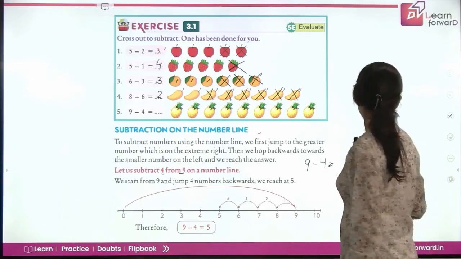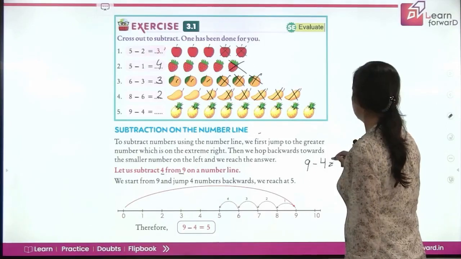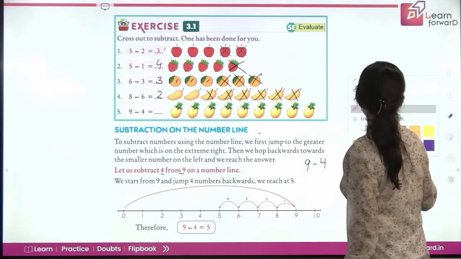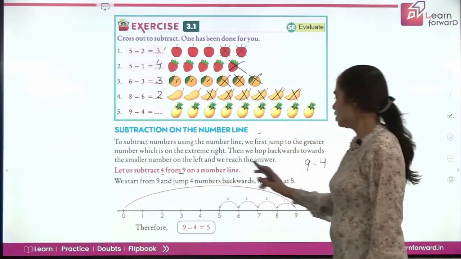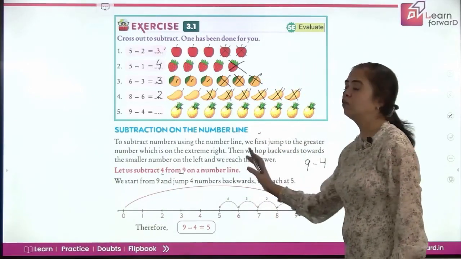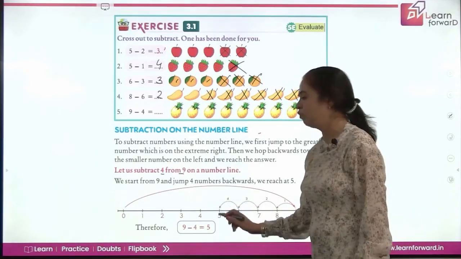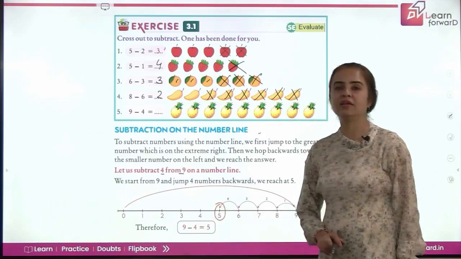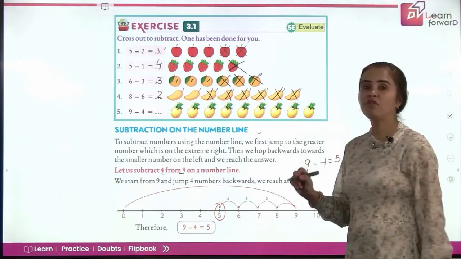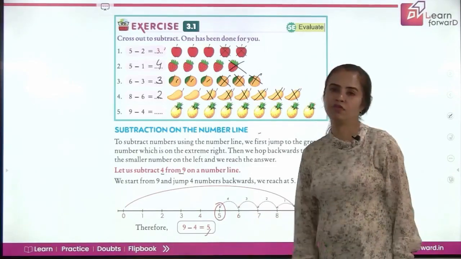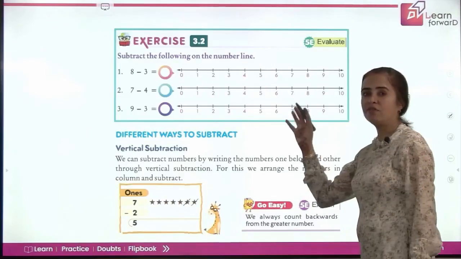We'll find it out. So on number line, we will just jump to number 9 because we have to start from 9. So from 0, we first come to 9. Then you have to go back 4. That means 1, 2, 3, 4. Where do you reach finally? 5. That means 9 minus 4 equals 5 is your difference, children. Interesting to learn the number line subtraction. You'll have fun doing it also.